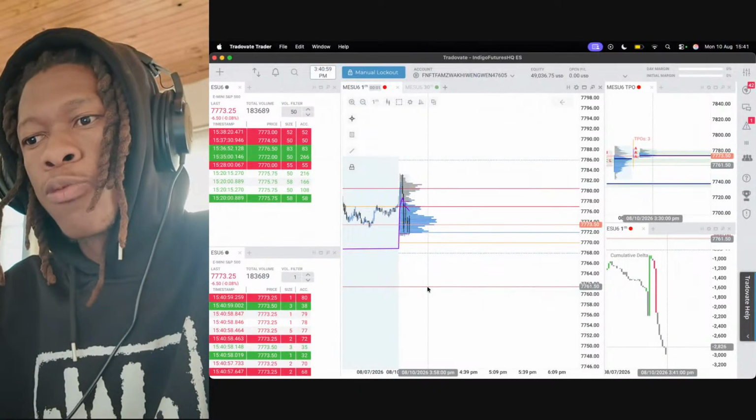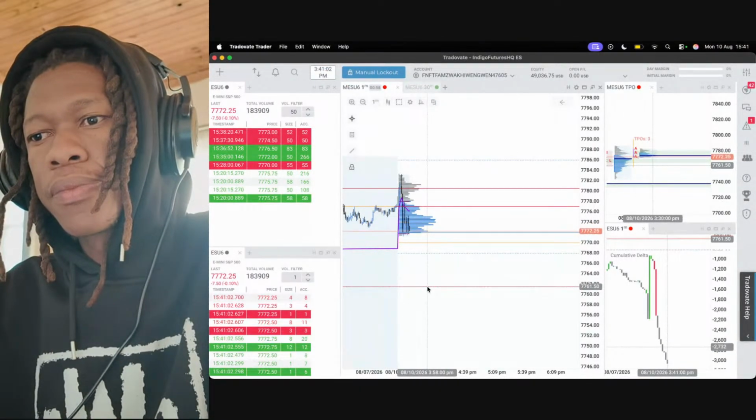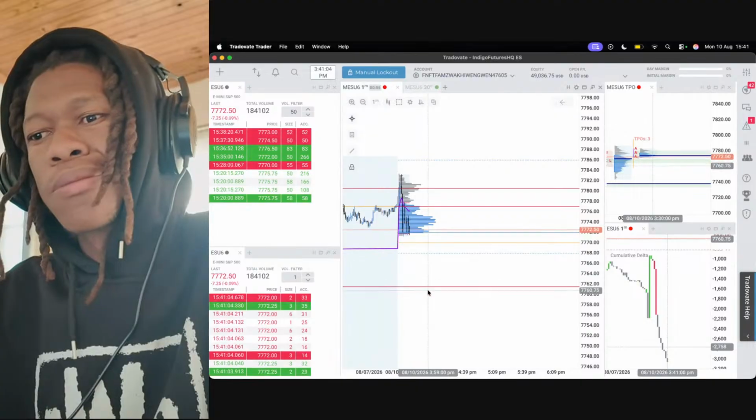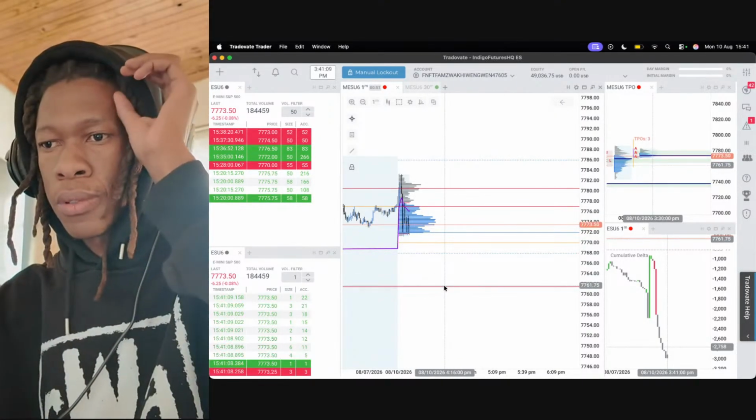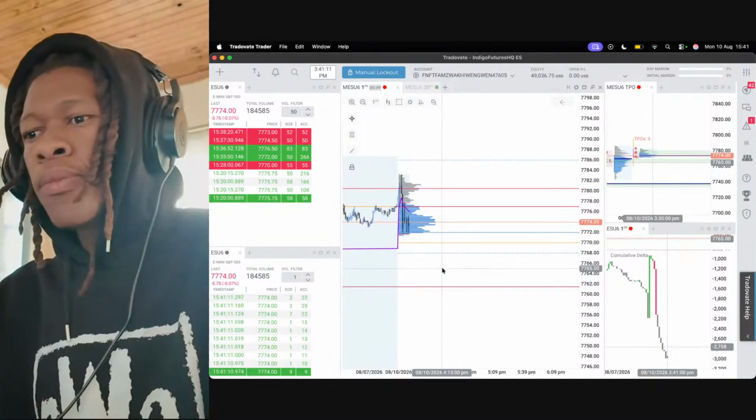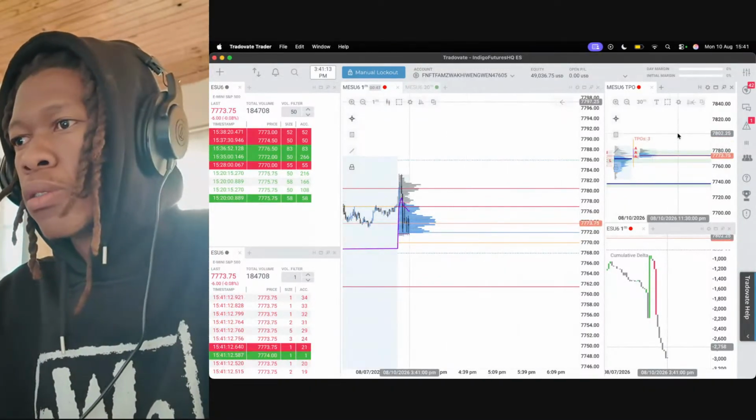Yeah, and I guess from here, our stops would have to go to the overnight value area low. Yeah, that's our short scenario.